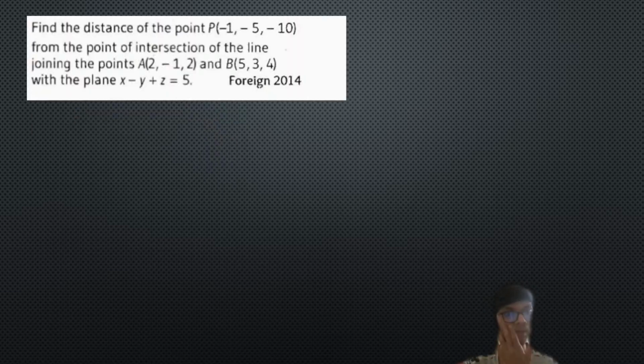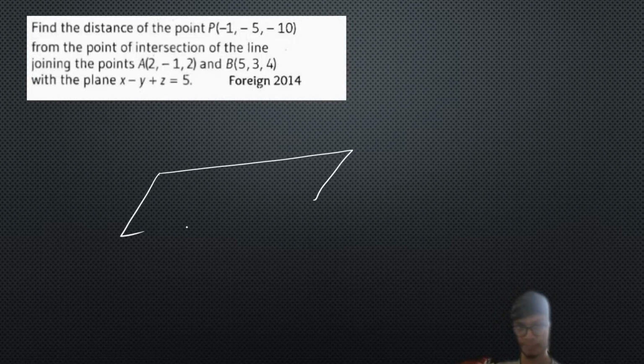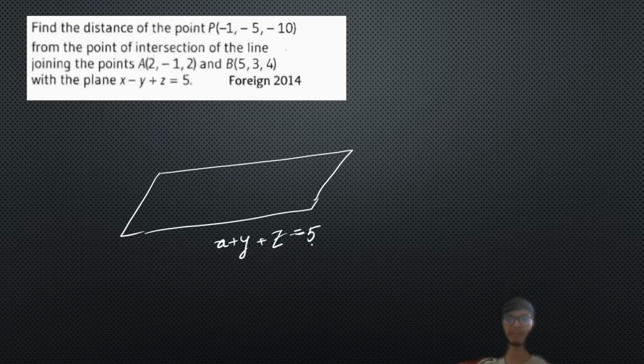Okay, the next problem we have is a simple problem from the equation of a plane. We have the equation of the given plane as x plus y plus z is equal to 5, right? And we have to find the distance of point P from the intersection of the line joining this point and the plane. So we have some line and a plane.